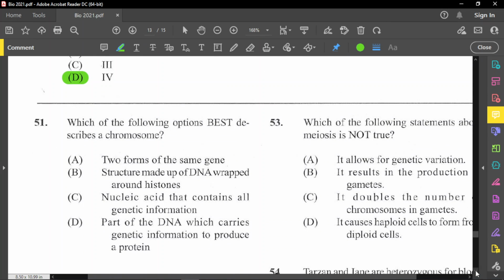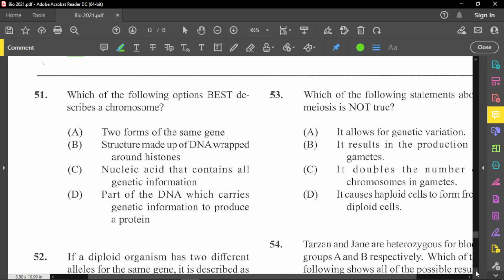All right, 51. And those are some annoying vectors too, making noise in here sometimes. Anyway, 51. Which of the following options best describes a chromosome? A chromosome is two forms of the same gene? No. Different forms of genes are called alleles. Structures made up of DNA wrapped around histone proteins. The proteins are called histone proteins. So B is definitely describing a chromosome.